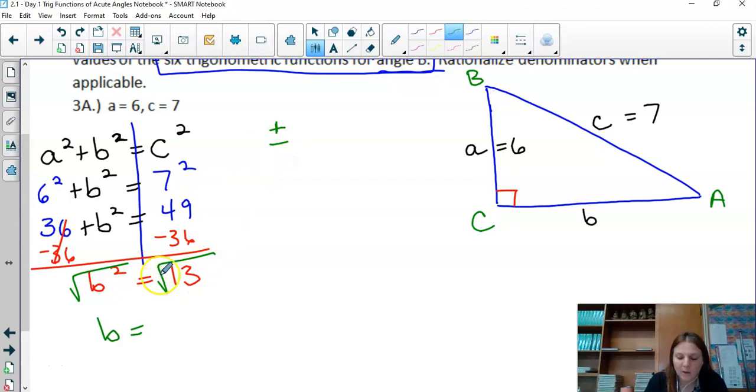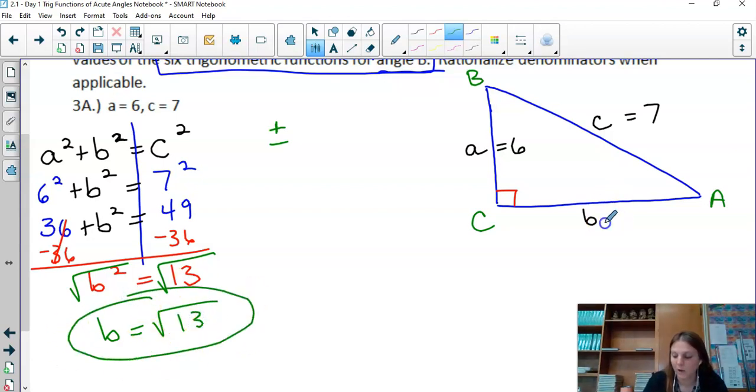So even though you have an equation, you're taking the square root, you don't have to worry about the negative answer. It will always just end up being positive. So in this case, it's positive square root of 13.